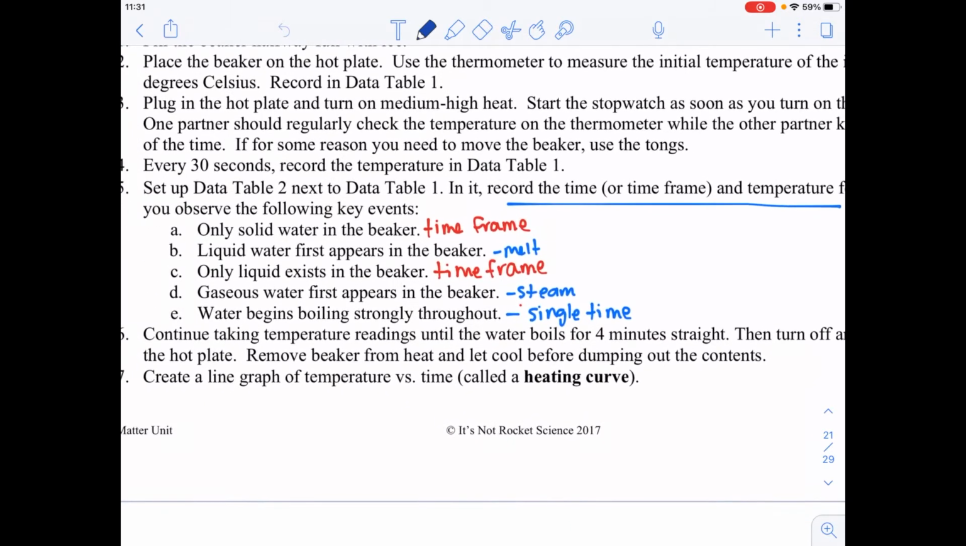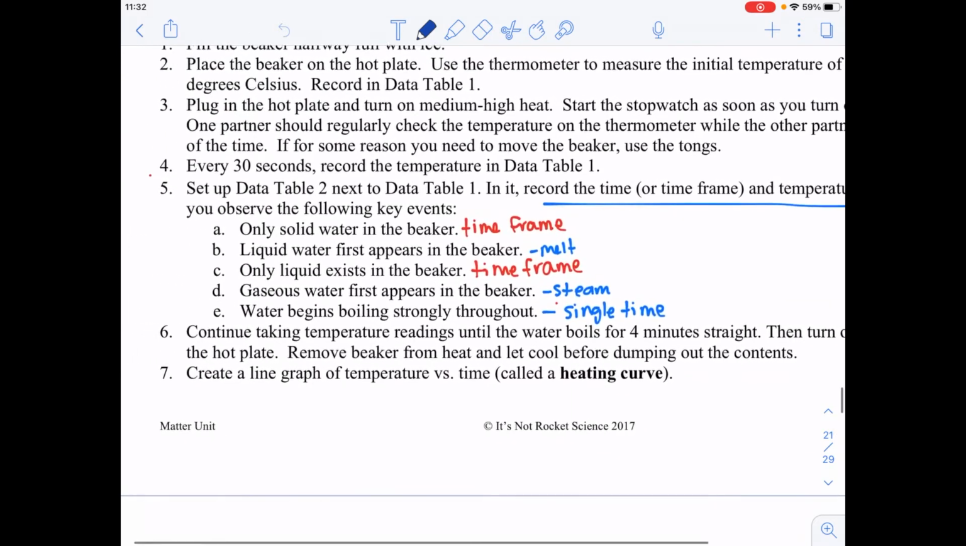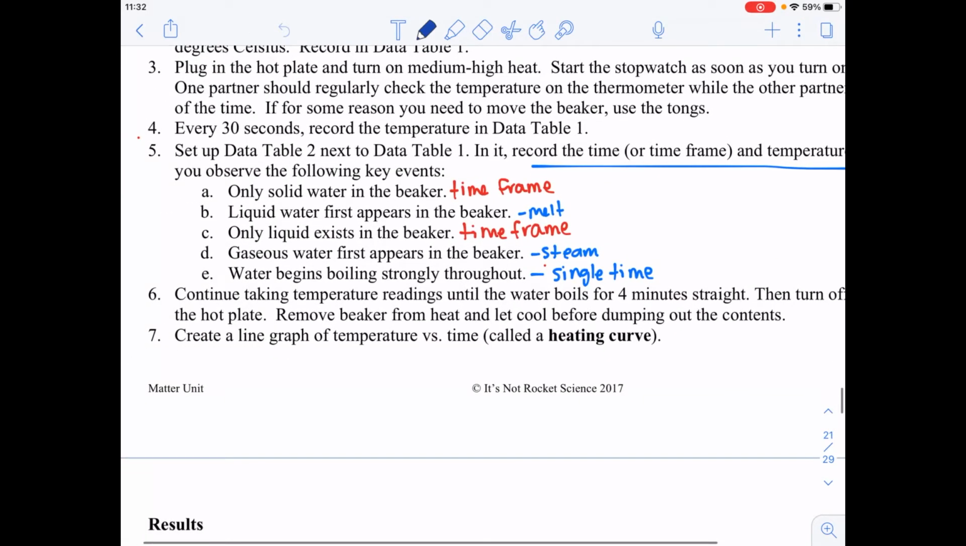There's a couple of things we need to do first though. We need to talk about key events that are going to happen as this goes on. We have 5 key events we want to watch out for, and we are going to record the time or time frame and temperature at which we observe these key events. So please listen carefully to these.